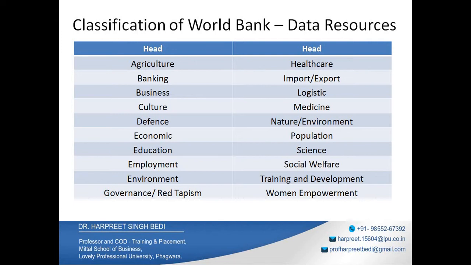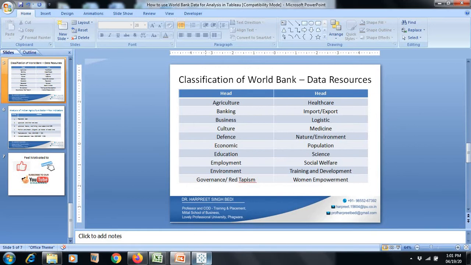For the purpose of this class, I have divided the World Bank data under different heads: agriculture, banking, business, culture, defense, economics, education, employment, environment, and many others. So the entire data has been presented in different views. Let me show.